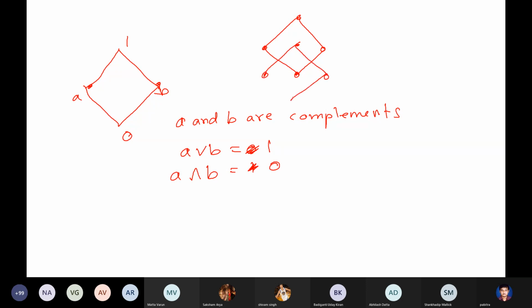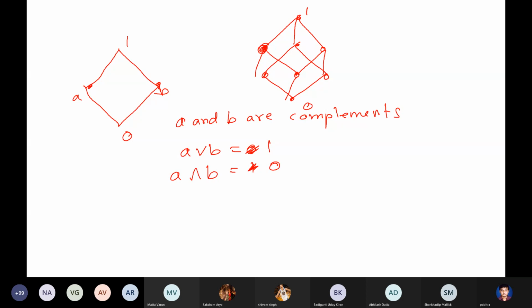Let's take this cube, the power set where the less than or equal to is the subset relation. Let's take this cube kind of structure. Can anybody say what is the complement of this element? This is my 0 and this is my 1. So what is the complement of this element?